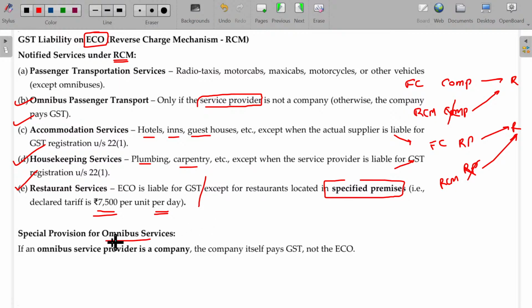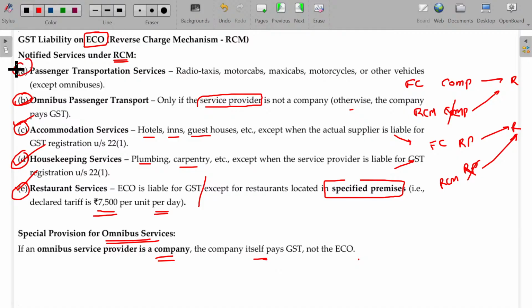In case of omnibus services, when the omnibus service is provided as a company, the company itself pays the GST, not the ECO. Here only. In the rest of the cases, if the supplier is the registered person, he has to pay the GST. Yes, ECO will pay the GST.